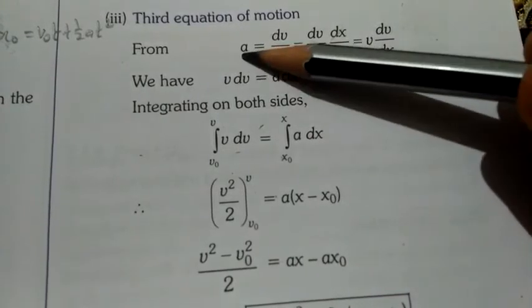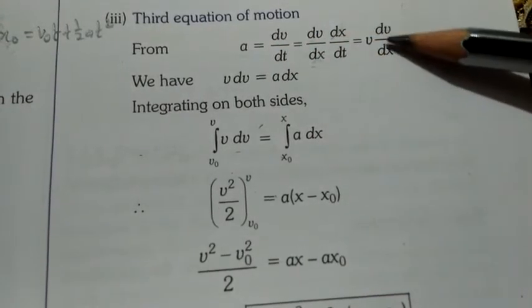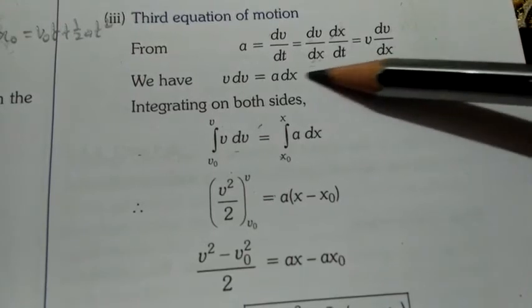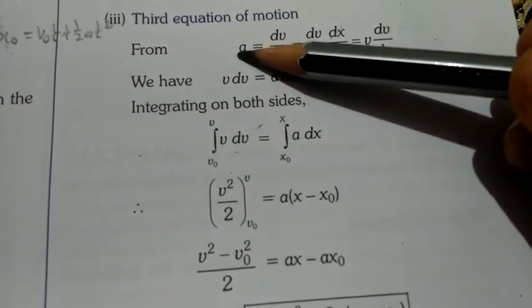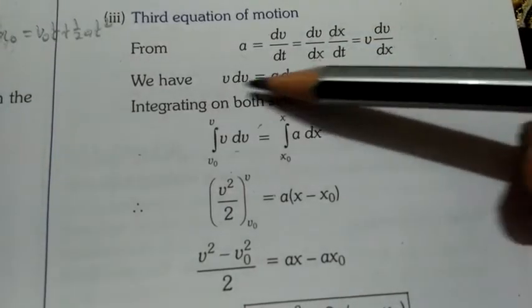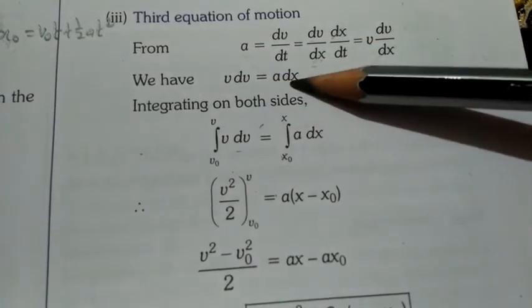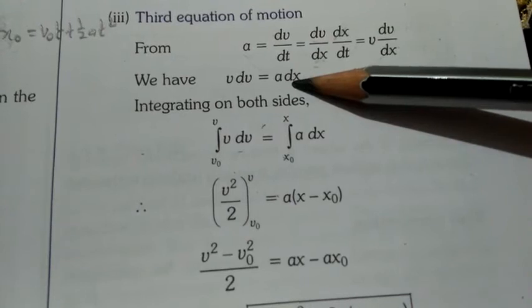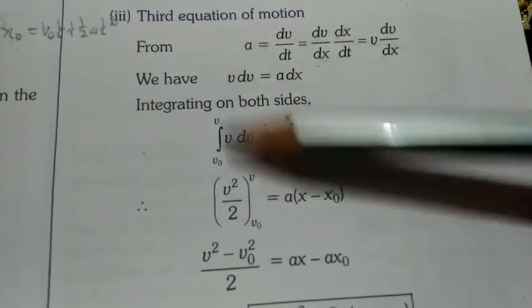So here a equals v into dv upon dx. Now we transport dx this side, so it will become a dx, and we can write it like this: v dv equals a dx. Okay, now again we will integrate on both sides.